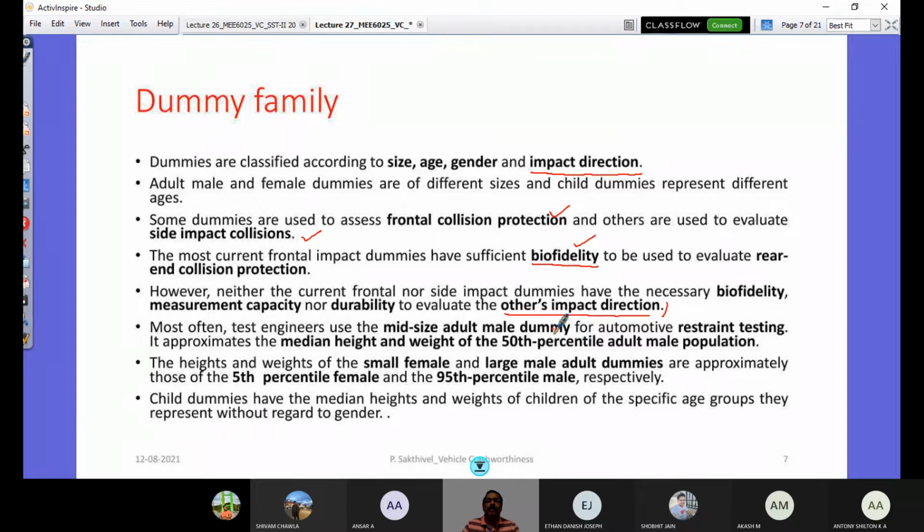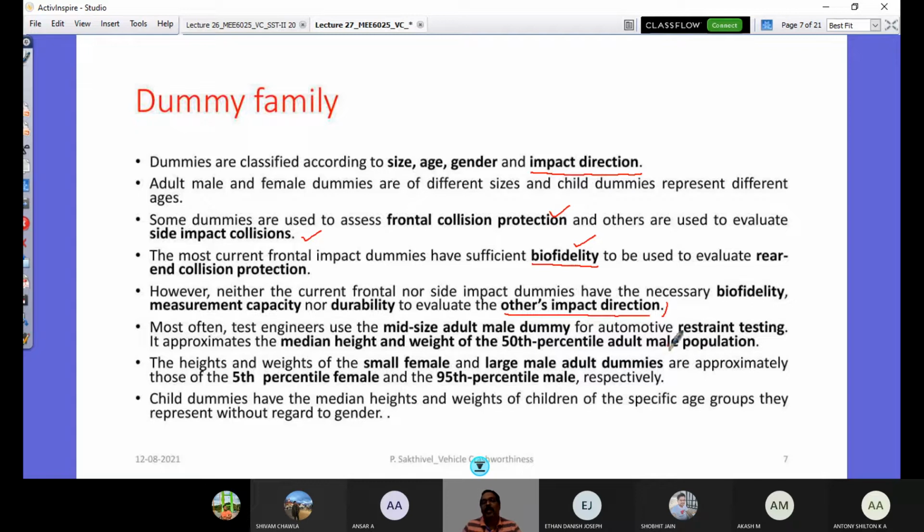Another one is side impact collision restraint system protection or efficacy assessment configuration. For other impact directions, you see that there is still the requirement of dummies in terms of biofidelity, to completely replicate a real human inside the vehicle. So most often the test engineers use the mid-size adult male dummy for automotive restraint testing. It approximates the median height and weight of the 50th percentile adult male population.